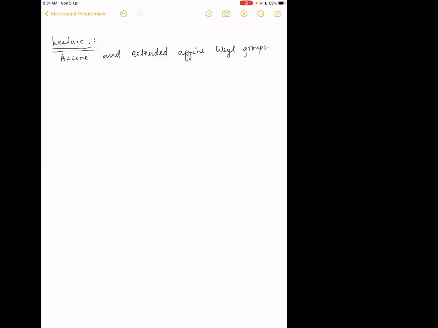So today we are going to have our first lecture by Radhika Ganapathy from IAC, and she will talk about affine and extended affine Weyl groups. Radhika. Okay, thank you, Venkatesh, for organizing this workshop and for the invitation to speak here.